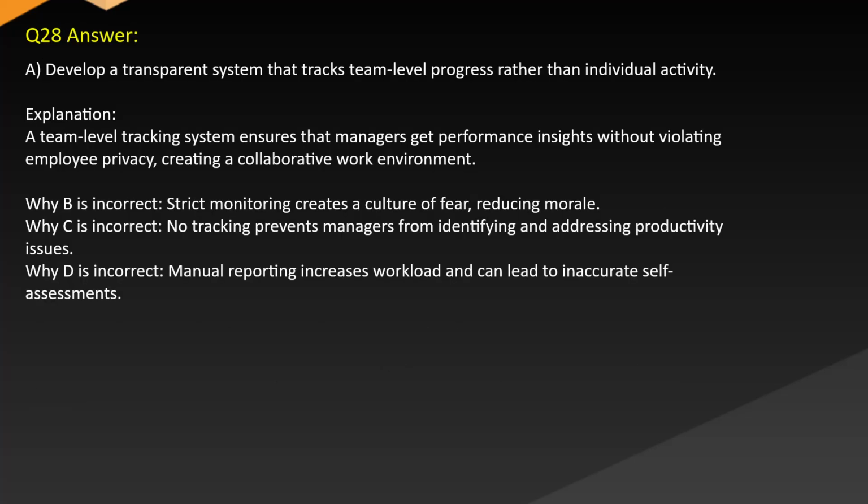Answer: A. Develop a transparent system that tracks team-level progress rather than individual activity. Explanation: a team-level tracking system ensures that managers get performance insights without violating employee privacy, creating a collaborative work environment. Why B is incorrect. Strict monitoring creates a culture of fear, reducing morale. Why C is incorrect. No tracking prevents managers from identifying and addressing productivity issues. Why D is incorrect. Manual reporting increases workload and can lead to inaccurate self-assessments.